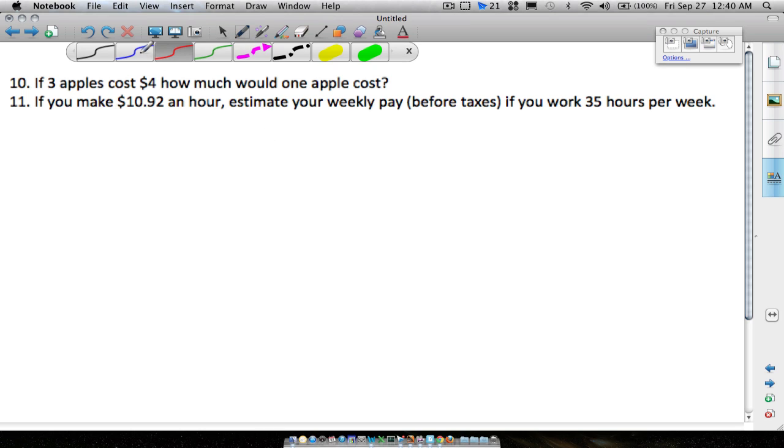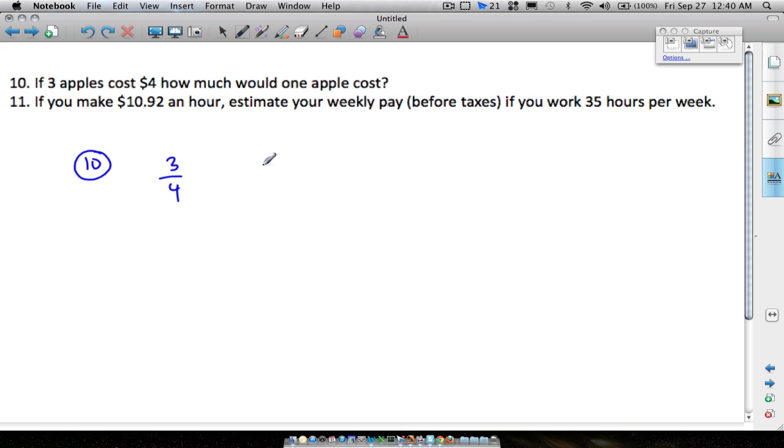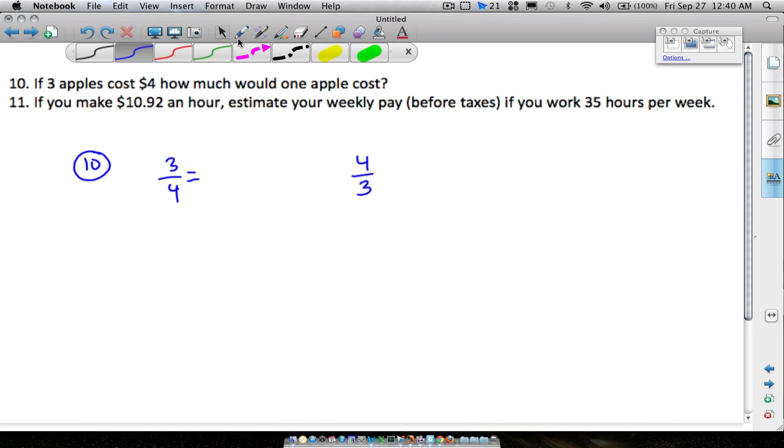All right, number 10. If 3 apples cost $4, how much would 1 apple cost? Now, 2 ways to get confused here. Do you do 3 divided by 4, or do you do 4 divided by 3? Well, let's find out. 3 divided by 4 should be a pretty common fraction to convert into a decimal. That's 0.75.